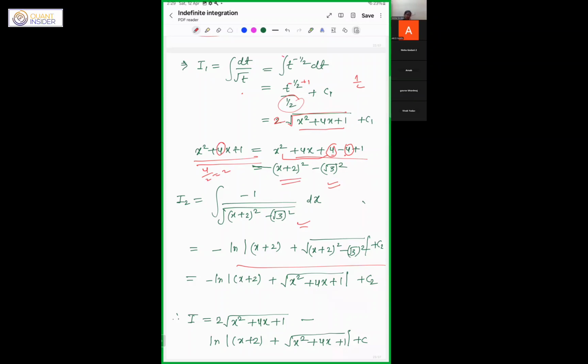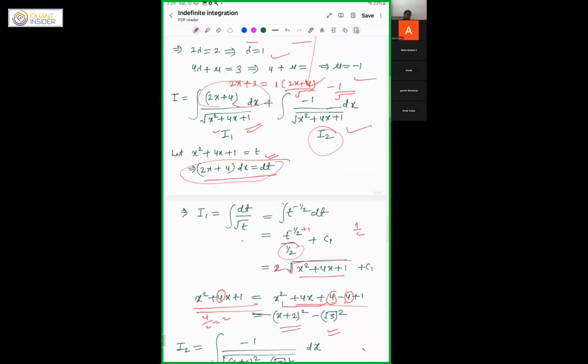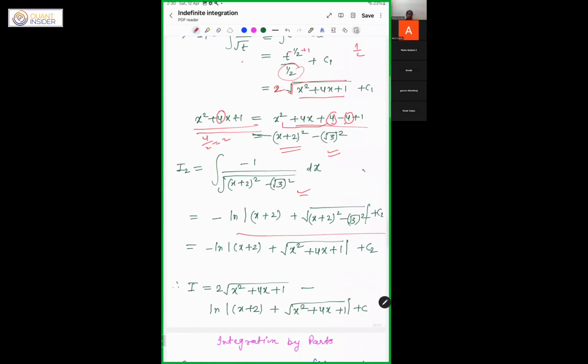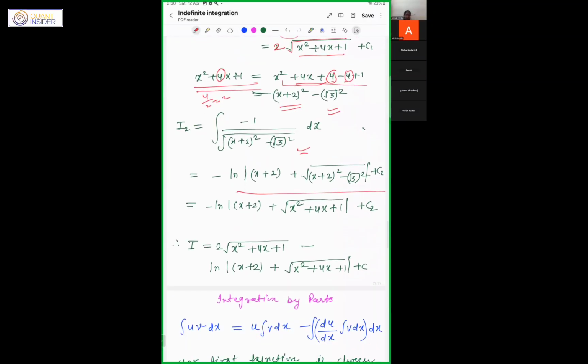Now you have values of both I1 and I2. And I is equal to what? I1 plus I2. From this step, I is I1 plus I2. So you can substitute the values of I1, I2. You have the integration I. Is it okay?